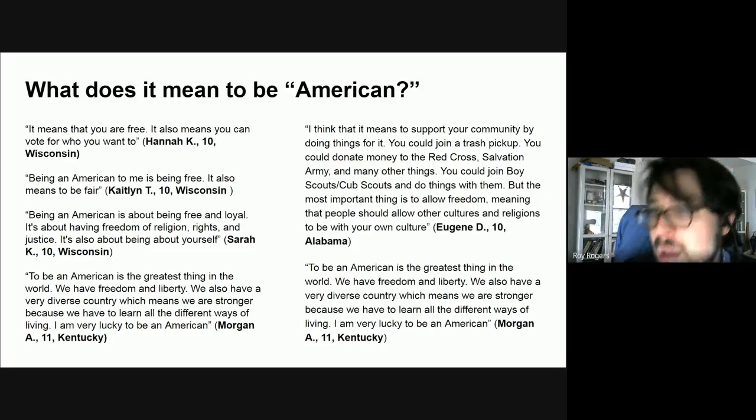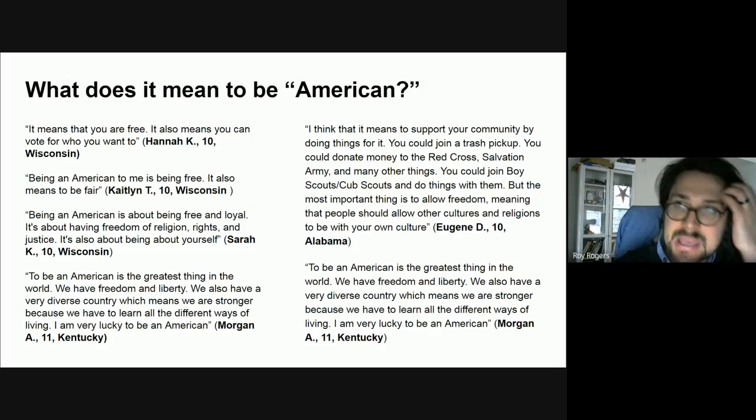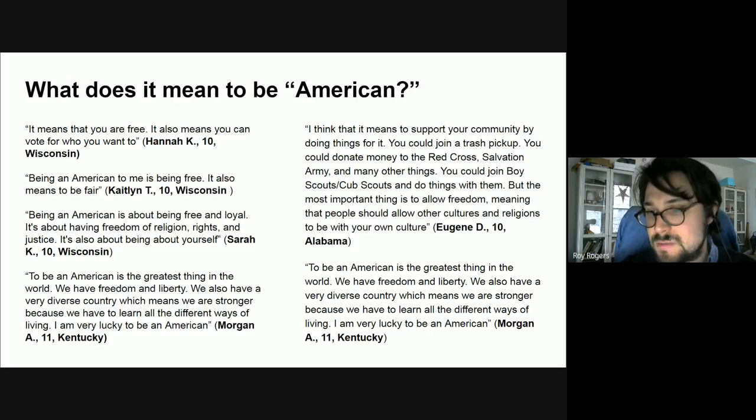Okay, cool. Does anybody want to verbally share out what they think about one of these responses? And Nasir says he doesn't agree with Caitlin because we're not free. Okay, that's a really insightful response.